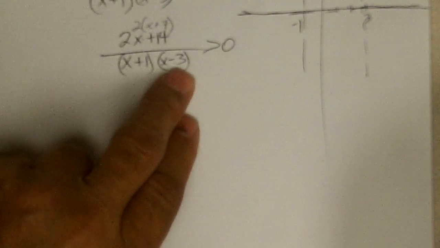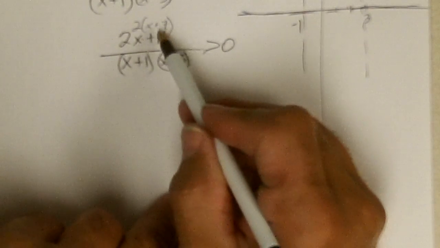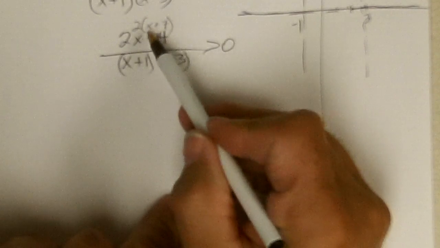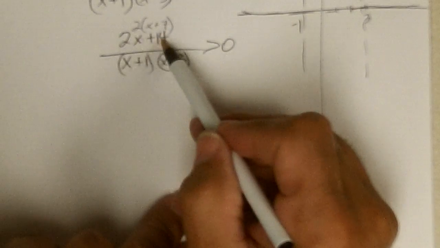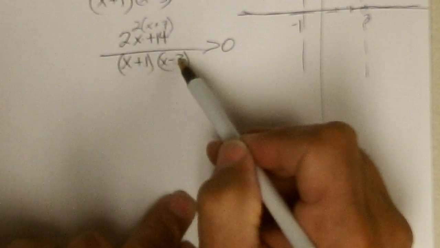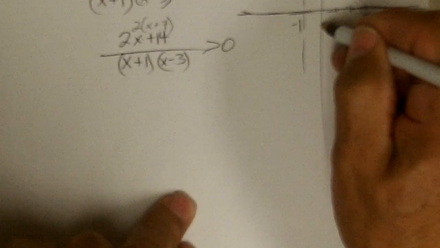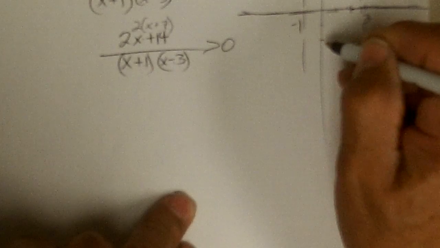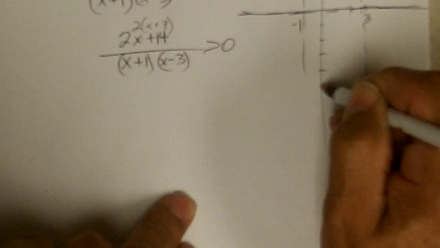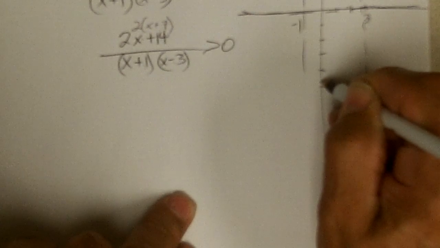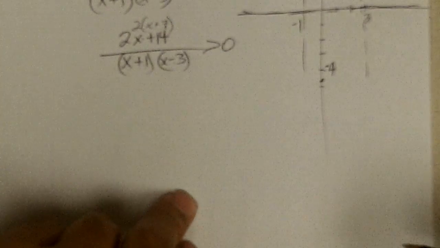And it has a y-intercept. If we put 0 in for x to find the y-intercept, that would be 2 times 0 plus 14, which is 14 over 1 times negative 3, so 14 divided by negative 3, which is negative 14 thirds. So it goes through there.